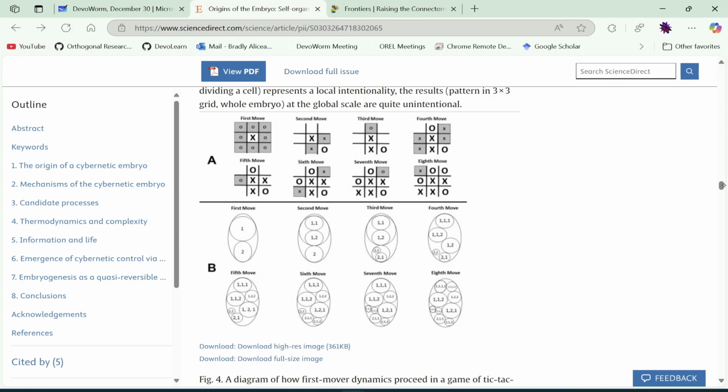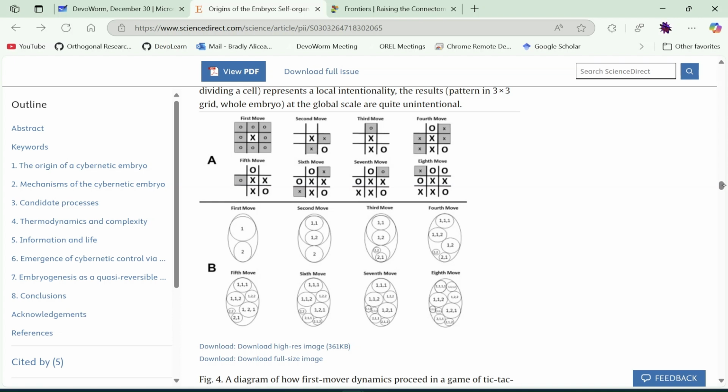That's something you can definitely model differentiation in that way. So this figure walks through this basic idea. It shows the tic-tac-toe game, and then it shows these different moves in sequence. In this case, the anterior end, number 1, is bigger than the posterior end, number 2. So the anterior end has this first mover advantage.